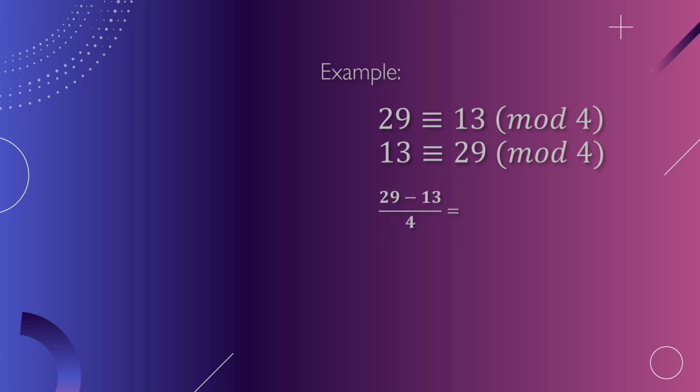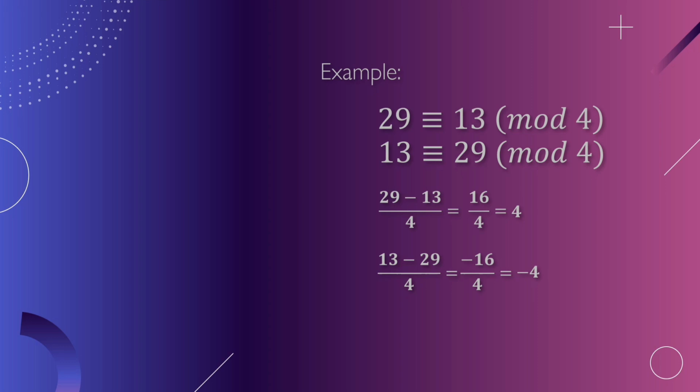29 minus 13 divided by 4 is equal to 16 divided by 4, and 16 divided by 4 is equal to 4. As you can see, 4 is an integer, right? Therefore, the first statement is true. How about the second? 13 minus 29 divided by 4 is equal to negative 16 divided by 4, which is equal to negative 4. And negative 4 is also an integer. Therefore, the second statement is also true.